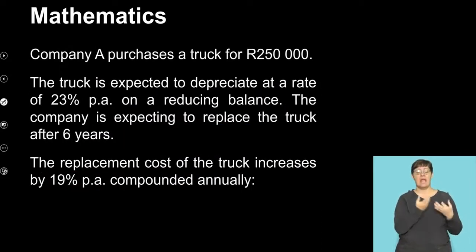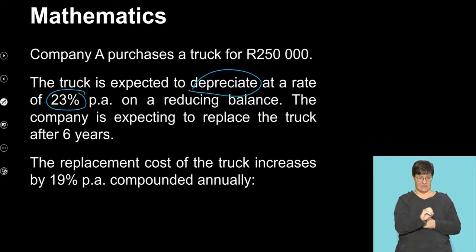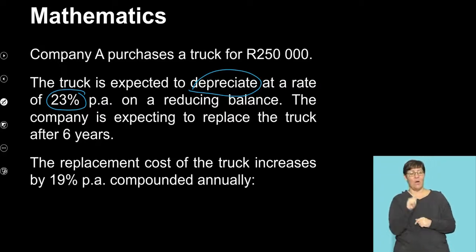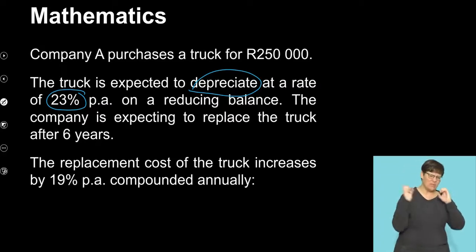Now, Company A purchases a truck for $250,000 now, right? The truck is expected to depreciate at a rate of 23% per annum. And really, this is something that happens in real life, by the way, because the rate of depreciation, especially for these big machineries, is very, very high because you use it for goods that are heavy, so the mechanical part of the truck will be jeopardized after 5 years and all of that. Hence, it is so high.